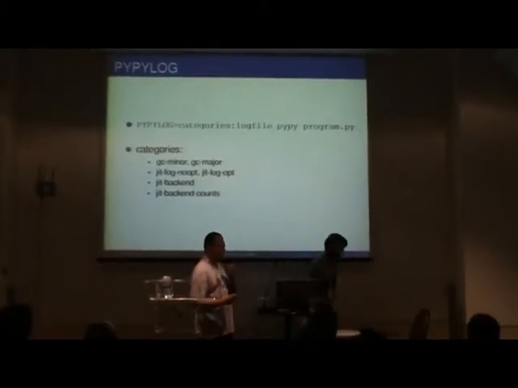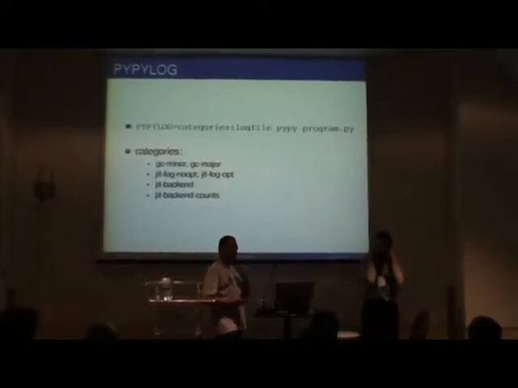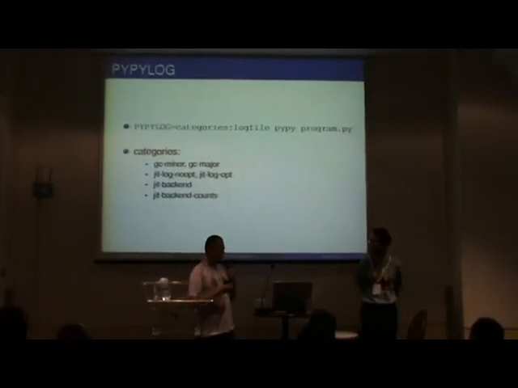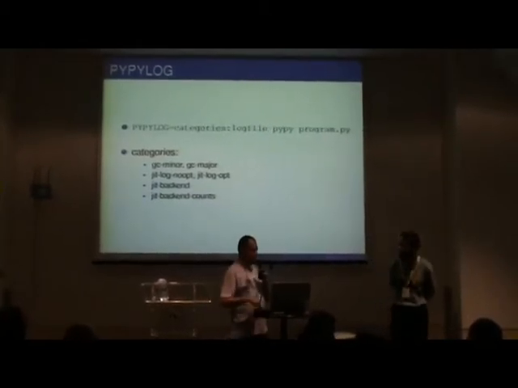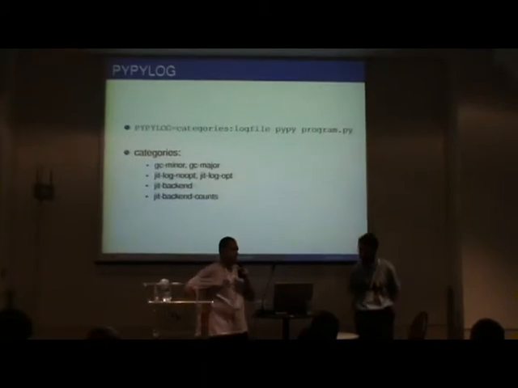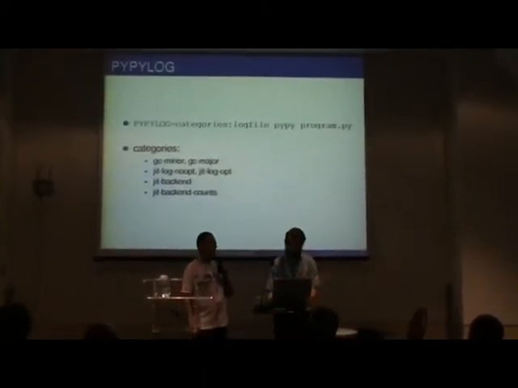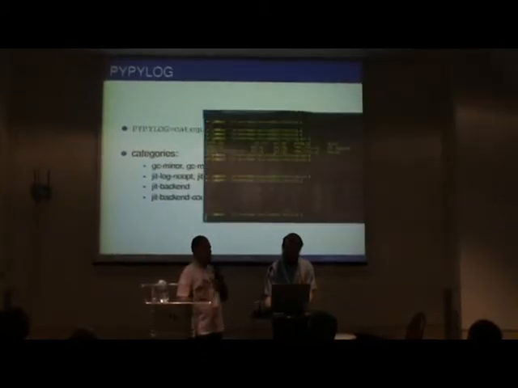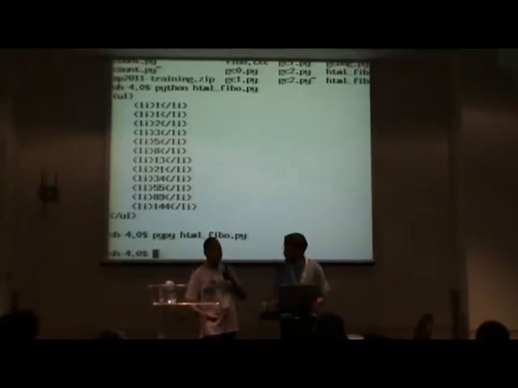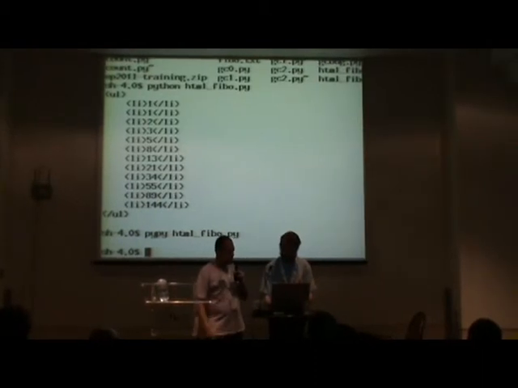So, this was the general overview of how the JIT works, and we show it in a concrete example now. We run a very simple program in CPython, it's slow. We run it on PyPy, it's fast.